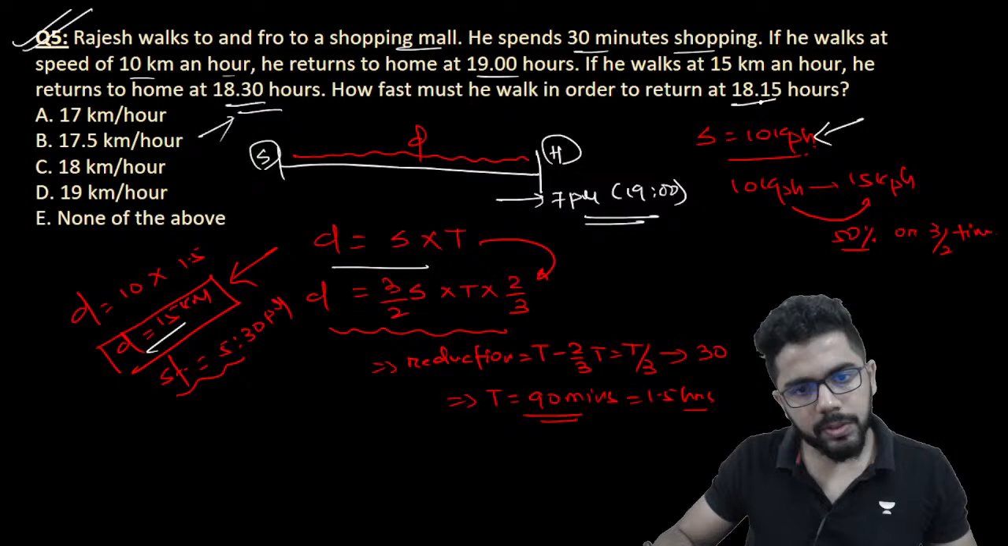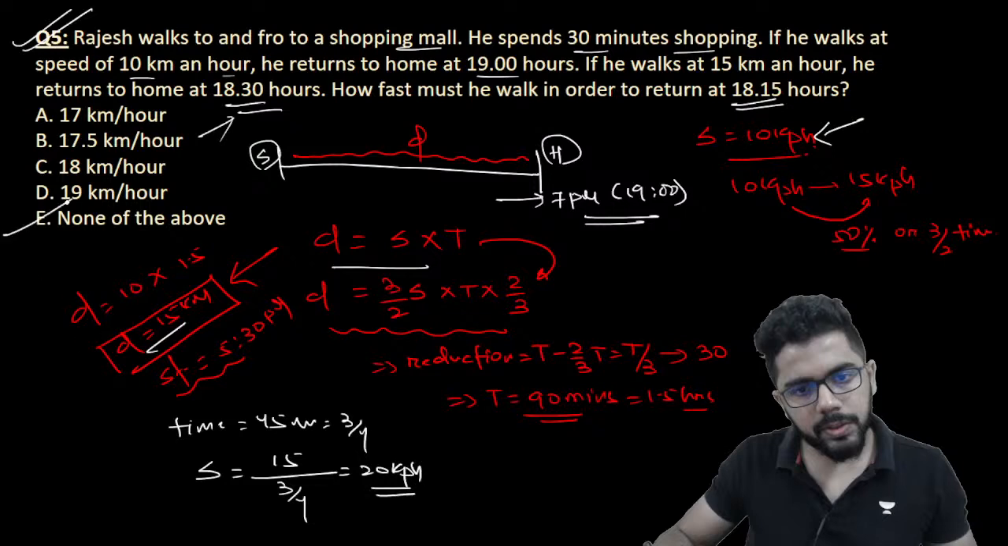Now if he wants to reach at 6:15, what is the available time he has? 45 minutes, which is like 3/4 of an hour. So what should be the speed? 15 divided by 3/4, so the speed must be 20 kilometers per hour. So it is none of the above. You should walk at a speed of 20 kilometers per hour to reach on time. Okay. Hope this is clear to everyone.